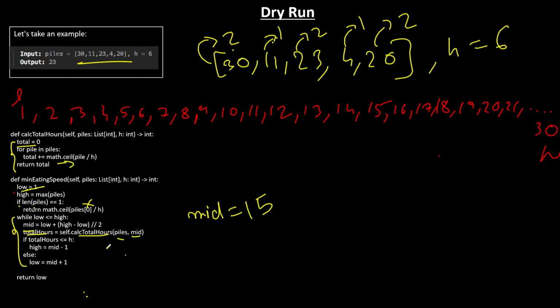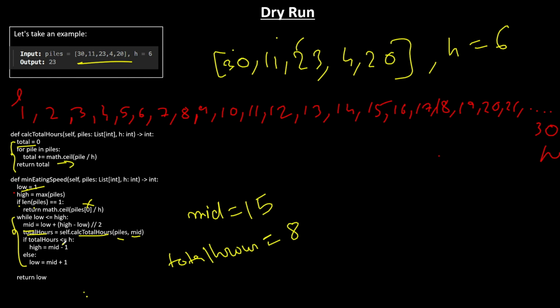Now we have total hours equal to 8. Is 8 less than or equal to h? No, it is not. It is greater than h, which is 6 here. So what will we do? Low equals mid plus 1, so low will come to 16. Great. So again, we will calculate the mid value.